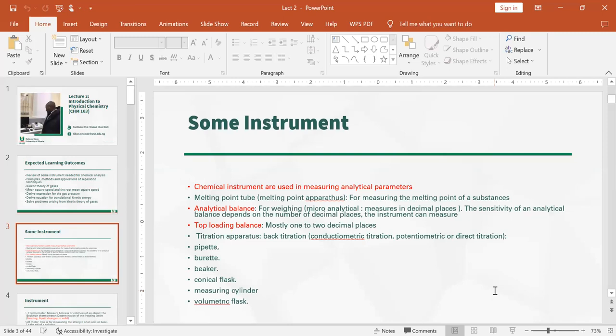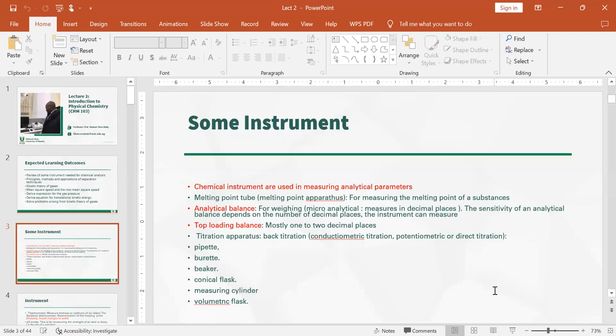So we have the melting point tube. When we are coming for practicals, we have, at the Abuja and Lagos centers, the melting point apparatus. That one is used to measure the melting point of a compound. So we have the analytical balance. There are two types of balance: the top loading balance and the analytical balance. The difference is based on what you call sensitivity. The most sensitive one is the analytical balance.